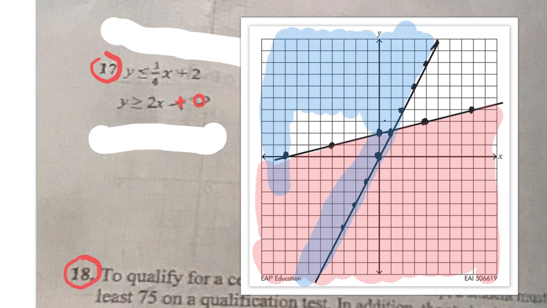Okay, because y is greater than or equal to 2x. So looking at the double shaded region, obviously this green area would be the double shaded region, right? So that is that one.